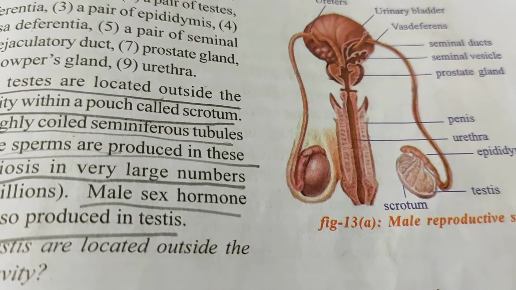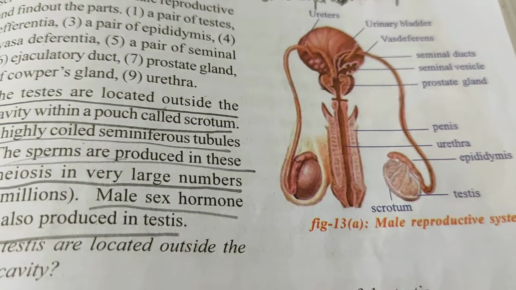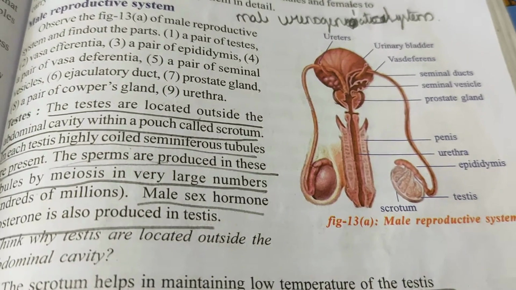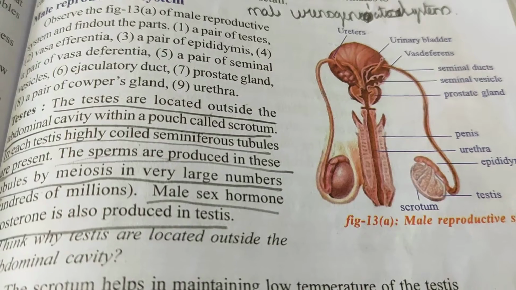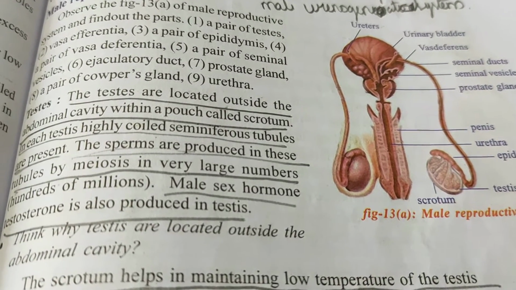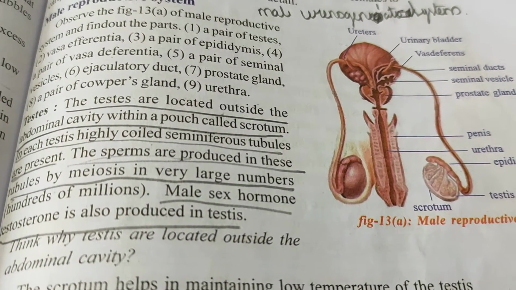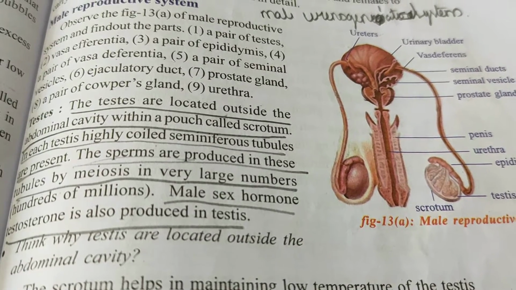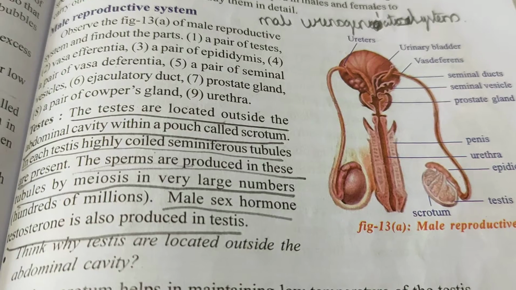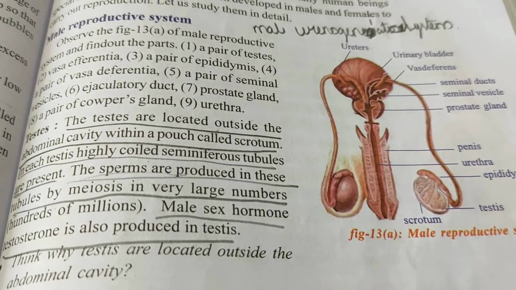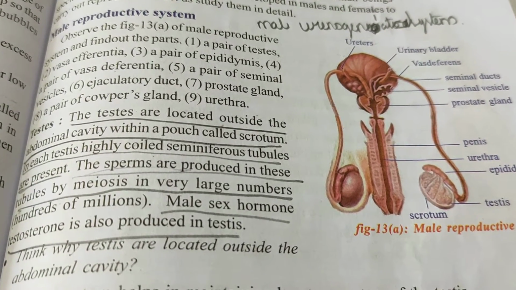Within the scrotum these two testes will be there. Why are the testes located outside the abdominal cavity? Actually these testes are situated just outside the abdominal cavity to maintain a lower temperature, and that is necessary for sperm formation. Now again look at the textbook, the board, so that I can explain each and every part.